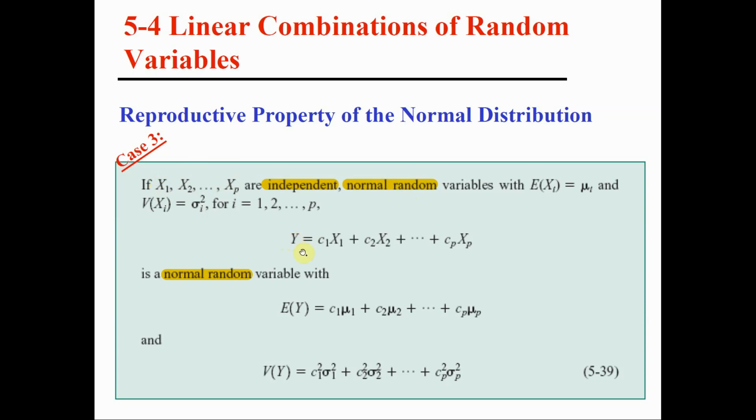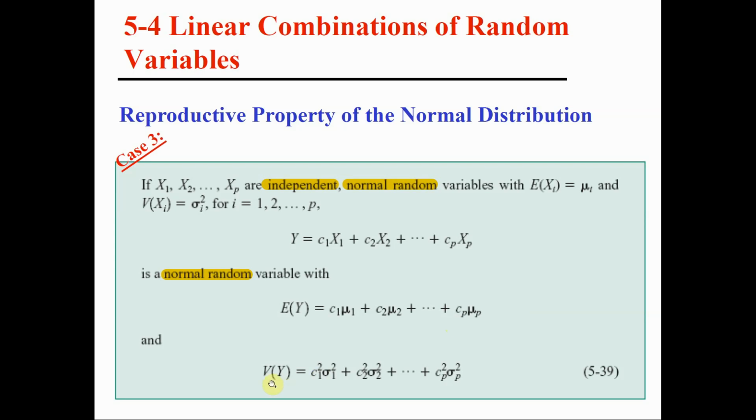So if y is defined as the linear combination, how can we express the expected value of y? It's equal to c1 times the expected value of x1 plus c2 times the expected value of x2 plus and so on until plus cp times the expected value of xp. But we know that these expectations are called mu1 and mu2 and so on. So in short, the expected value of y is c1 mu1 plus c2 mu2 plus c3 mu3 and so on until plus cp mu p. So what you see here is exactly the same as case 1.